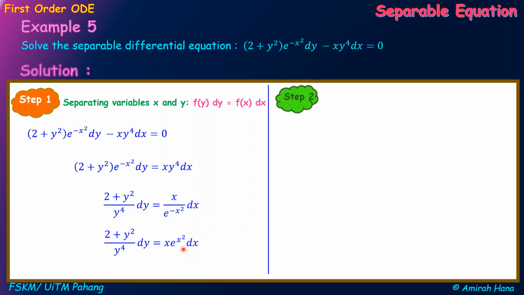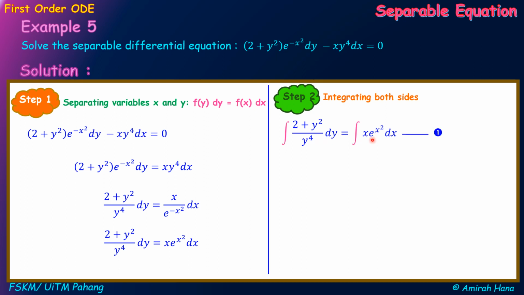After that, we can continue with step 2, integrating both sides. From this step, we just put the integration sign on both sides. Then we need to integrate the left hand side and the right hand side. Before we integrate, we can name this equation 1, so it's easy to refer to.